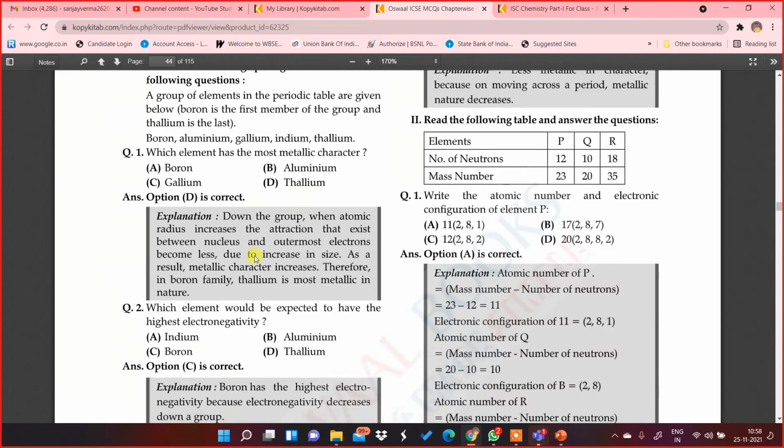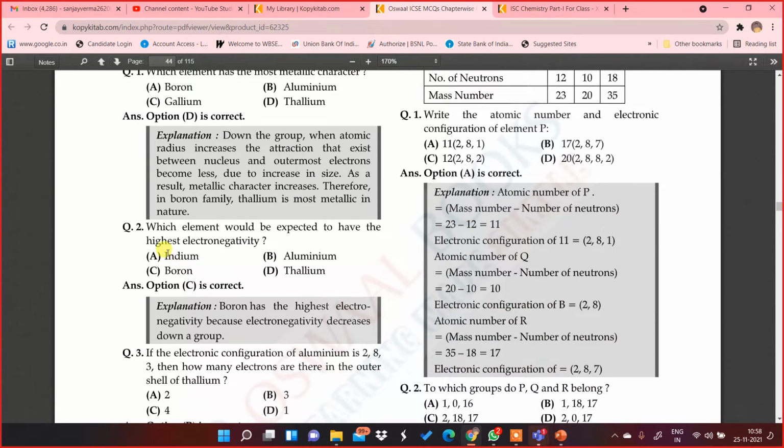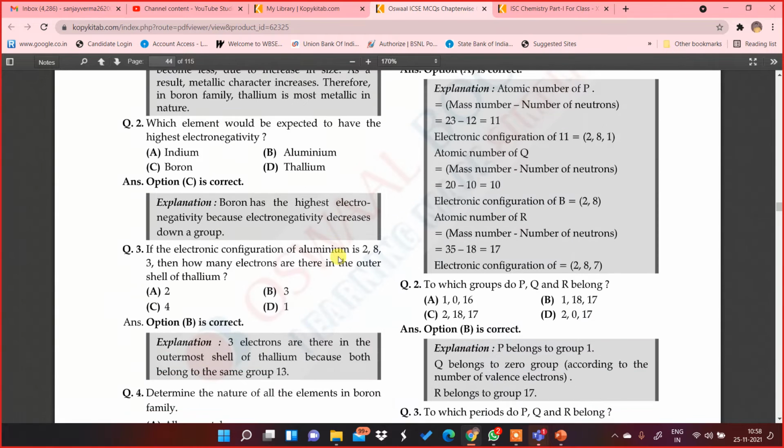Then question number 2, based on the same case: which element would be expected to have the highest electronegativity? The highest electronegativity is of the element at the top. So it's the first element, that is boron, option C. Then question number 3: if the electronic configuration of aluminum is 2, 8, 3, how many electrons are there in the outer shell of thallium? Same, it is 3 electrons. So option B, 3, because they belong to the same group.